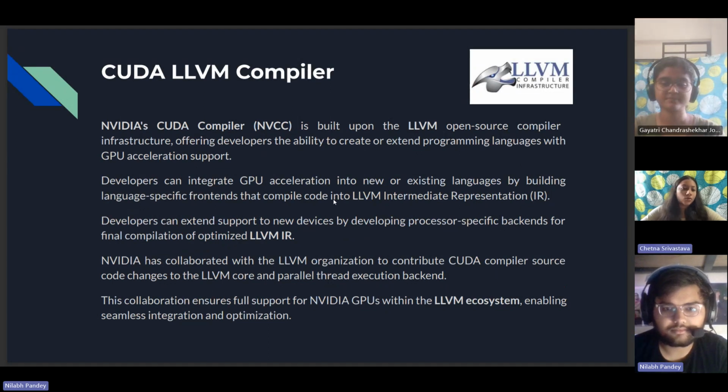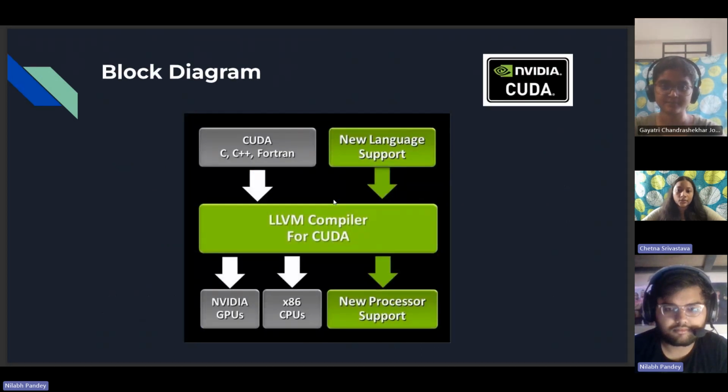Now we'll understand the CUDA LLVM compiler. The CUDA LLVM compiler allows developers to write code that can take advantage of the massive parallelism and computational power of NVIDIA GPUs, while still benefiting from the optimization and advanced features of the LLVM compiler infrastructure. We'll move forward. There are mainly six stages of LLVM compiling: front end, LLVM IR generation, CUDA specific optimization, back end, GPU code generation, and linking and execution.